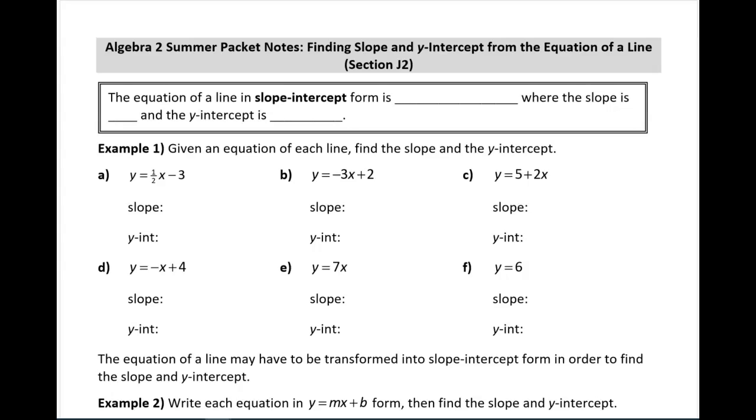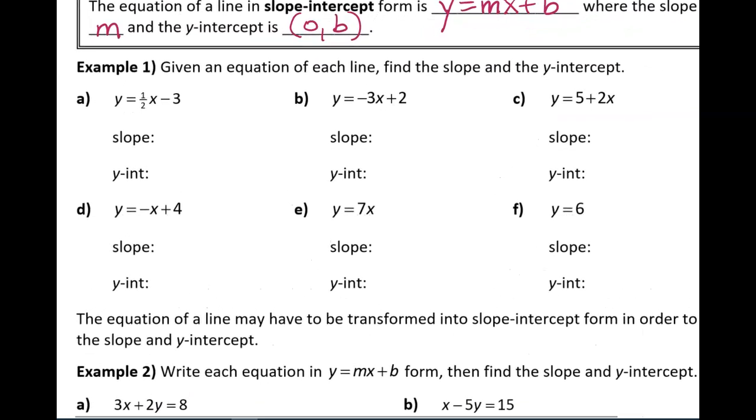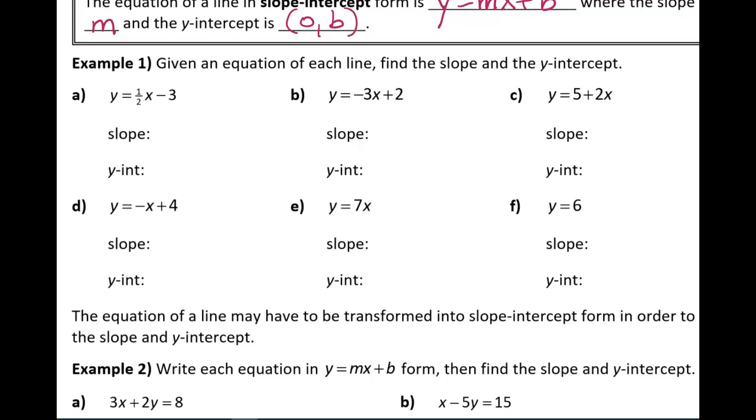In this section, we're going to find the slope and the intercept by putting equations in slope-intercept form. Remember that that's the y equals mx plus b form, where the slope is the number m and the y-intercept is the point (0, b). So, for each of these equations in example 1, we're going to find the slope and the y-intercept. Now remember, the slope is the number that is the coefficient of x.